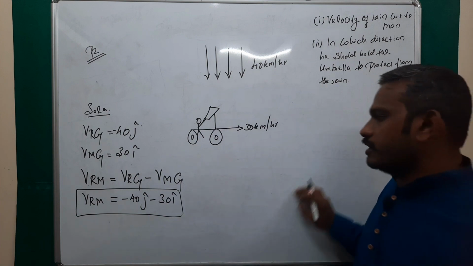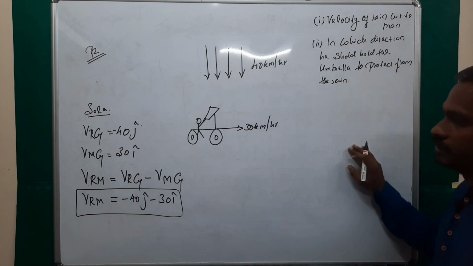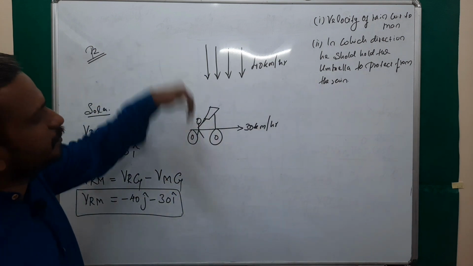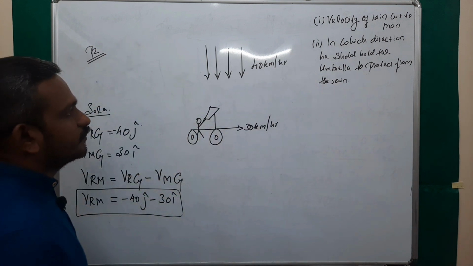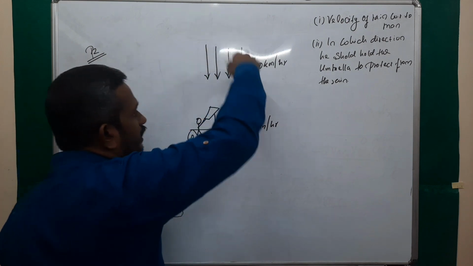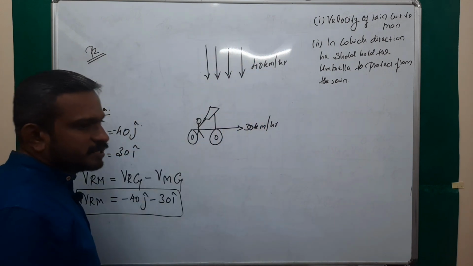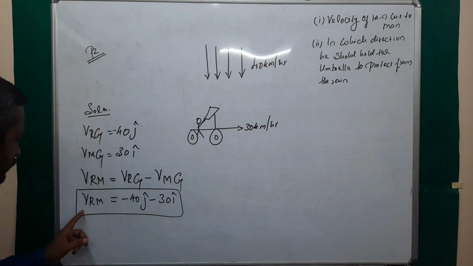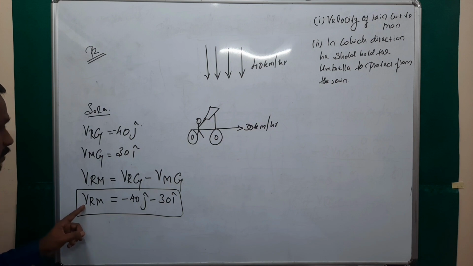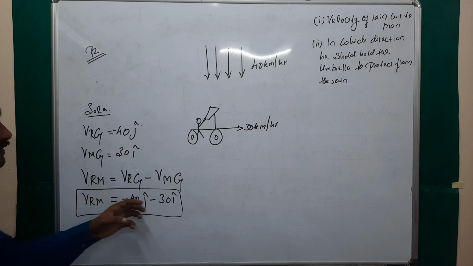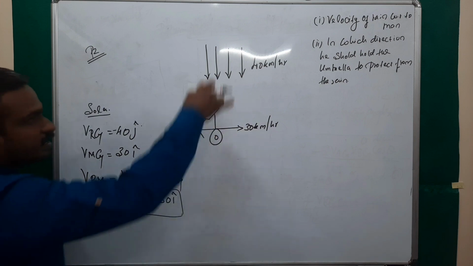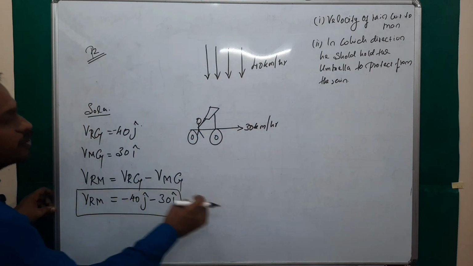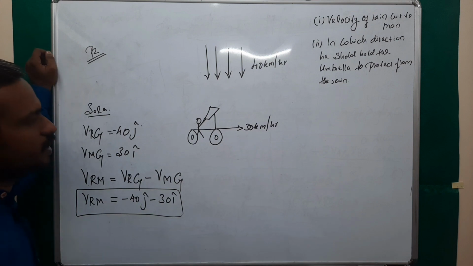So the second question, in which direction should he hold the umbrella? Normally for a standing man, the man at rest on the ground, he feels that the rain is coming in the downward direction. The rain has only one velocity. But for a moving man, the man on the bicycle feels that the rain has two velocities. One velocity in the downward direction, that is negative y-axis.